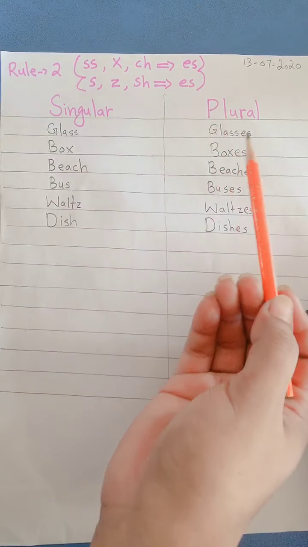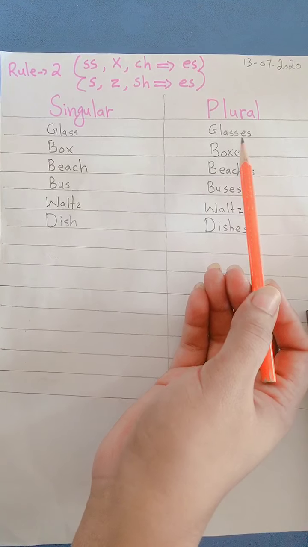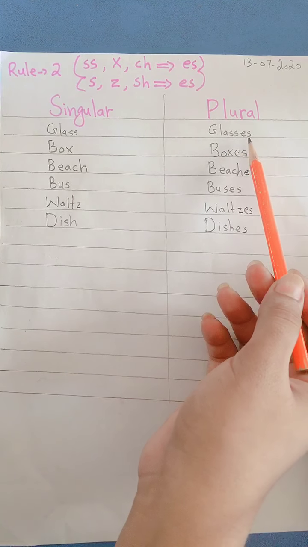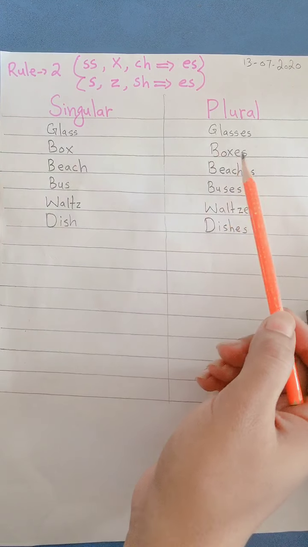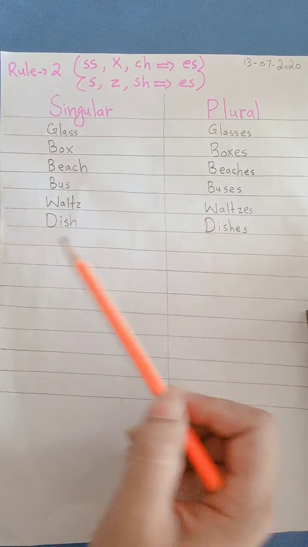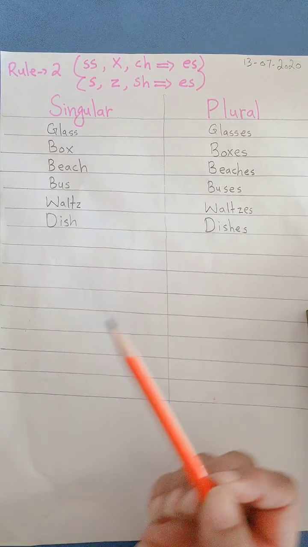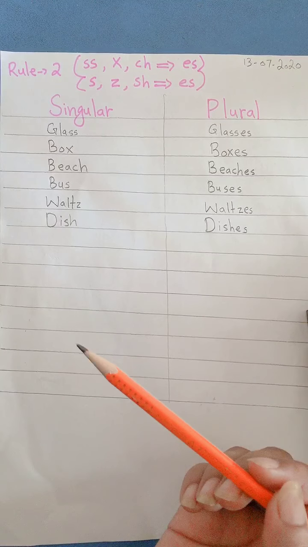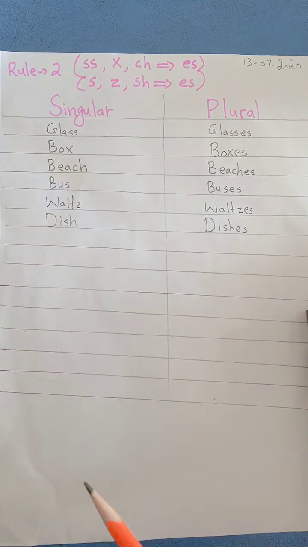Glass, es we will put in the end of glass, then it will become glasses, and this word is now plural. Box, boxes. Beach, beaches. Bus, buses. Waltz, waltzes. Dish, dishes. Okay, dear students, have you understood it? If you have any question regarding this, you may ask your subject teacher on WhatsApp group.